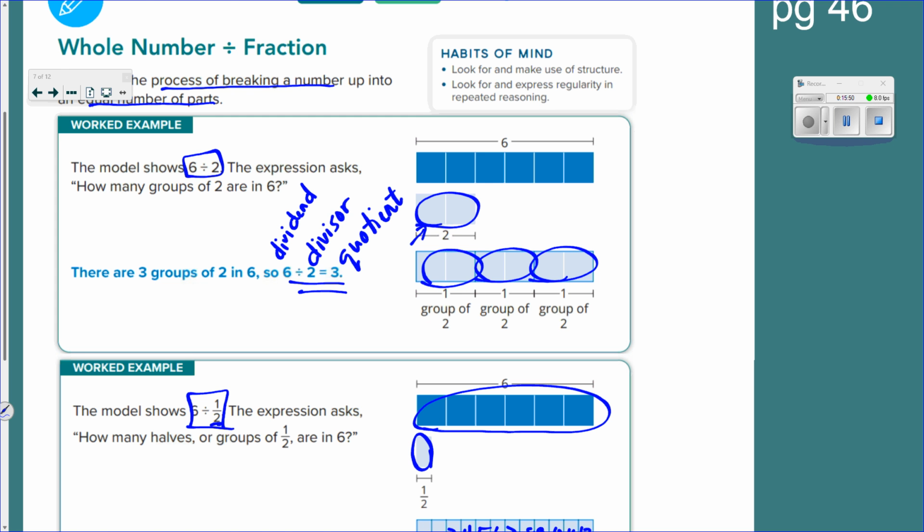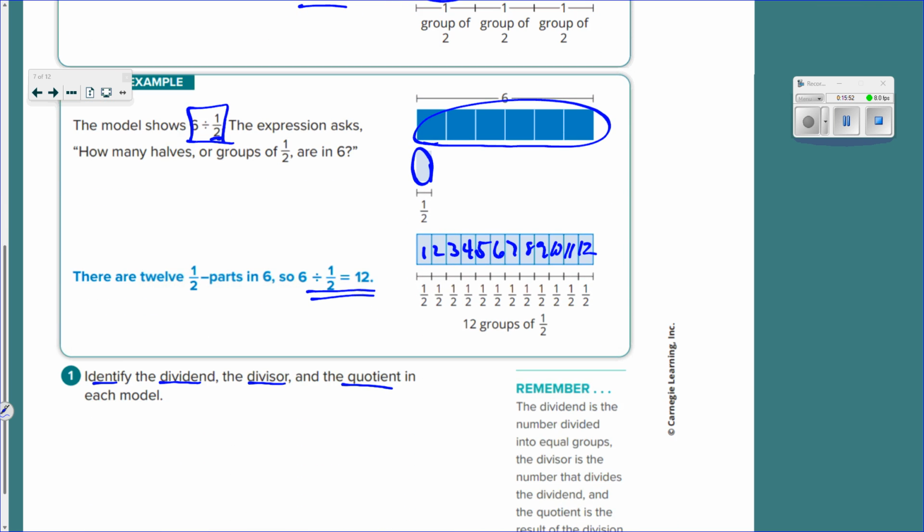Okay, let's try it on our second model. Second model, what was it we broke up? In other words, what was my dividend? Okay. 6 is still my dividend, right? What was my divisor? How much did I break it up into? 1/2. So my divisor is 1/2. And my quotient, how many groups of 1/2 are there in 6? For an answer of 12. My 12 is my quotient.